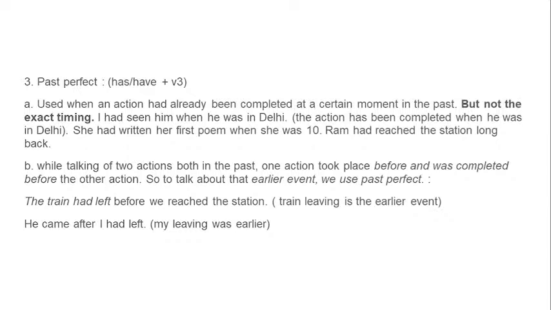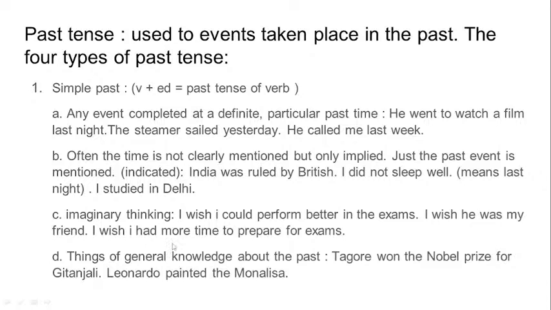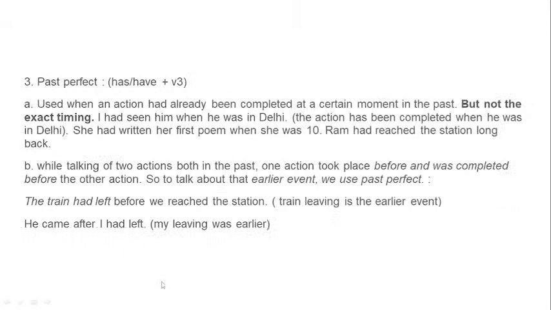The first instance is when an action has already been completed at a certain moment in the past, but not the exact timing. See, this is important, because when the exact timing is given, I have already told you two slides before that when the definite time is provided, it is in the simple past, right?